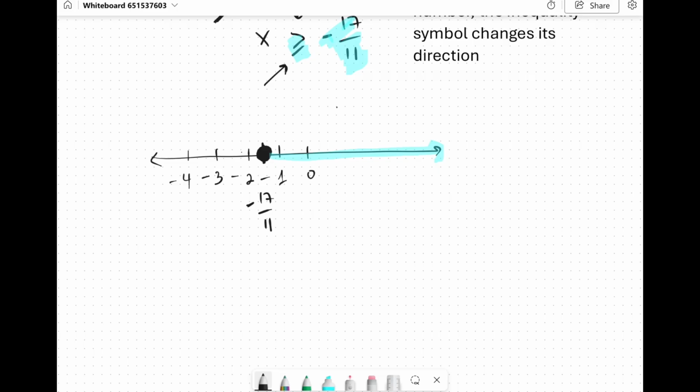So now we have to do the interval notation. My blue shading starts at -17/11 and it stops at positive infinity. Infinity will get a parenthesis, always does, never brackets. -17/11 will get a square bracket because the circle was filled.